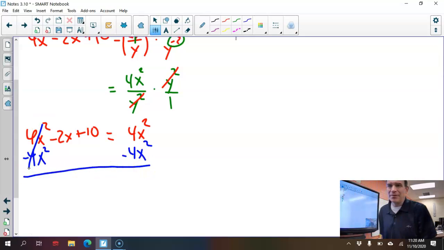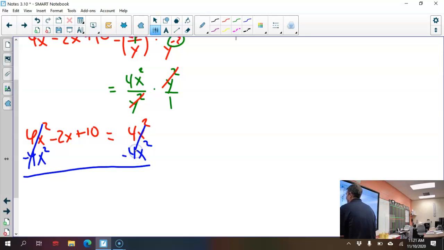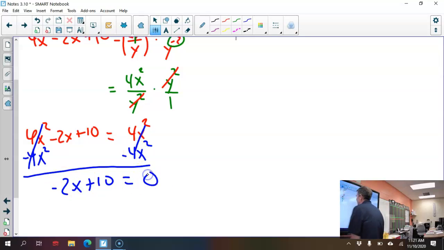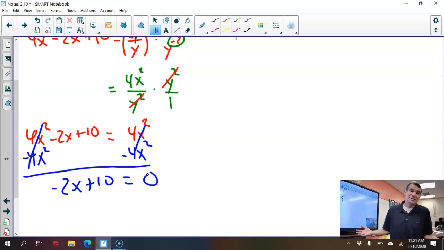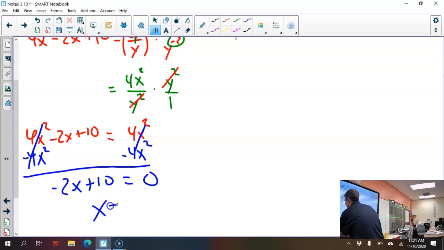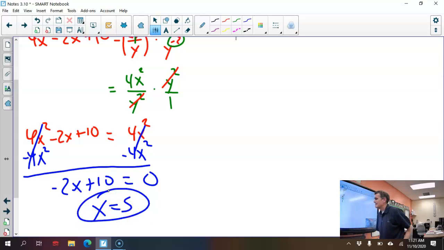Again, every problem we do that has an x squared and an x, we will be able to cancel out the x squared. And that gives me negative 2x plus 10 equals 0. And now I could solve it, right? Subtract 10, divide by negative 2. I guess you get x equals 5. All right, those are some difficult examples. I hope they help. Good luck on the homework.